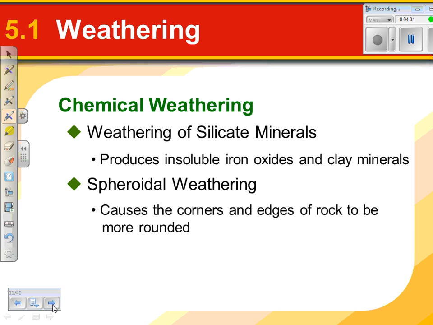Weathering of silicate minerals produces insoluble iron oxides and clay minerals. Spheroidal weathering causes the corners and edges of rock to be more rounded, like a spheroid or a sphere.